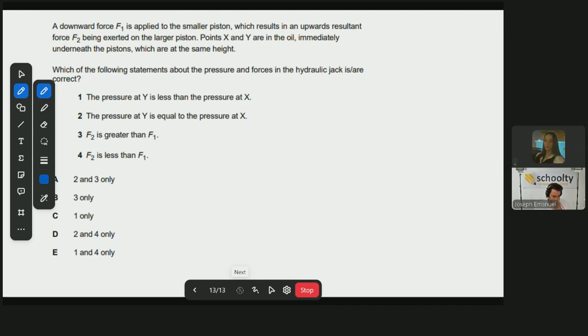A downward force F1 is applied to the smaller piston, which results in an upward resultant force F2 being exerted on the larger piston. Points X and Y are in the oil immediately underneath the pistons, which are at the same height. Which of the following statements about the pressure and forces in the hydraulic jack is or are correct?